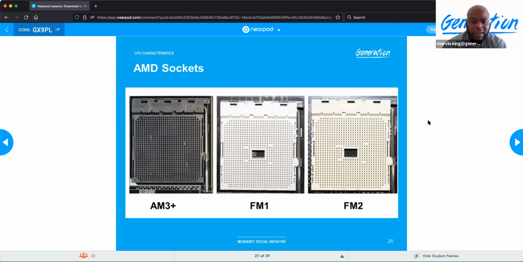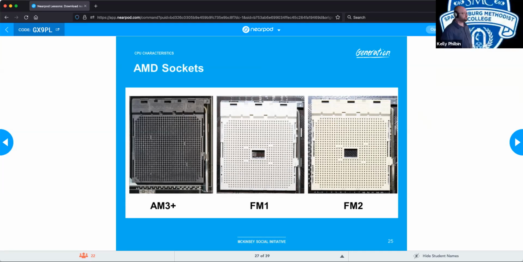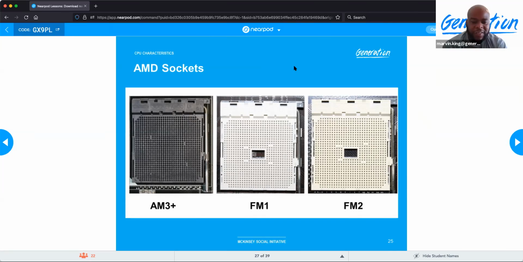Kelly, if I can let you take a quick breather. Yeah, go for it. If you notice FM1, FM2 versus AM3 plus, what do you see on FM1 and FM2 that you don't see on AM3? Very obvious. That hole in the middle. There you go.